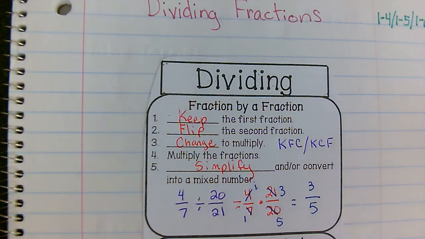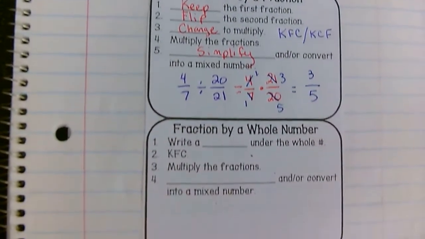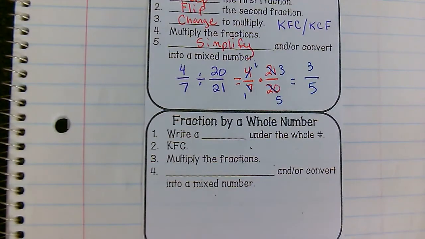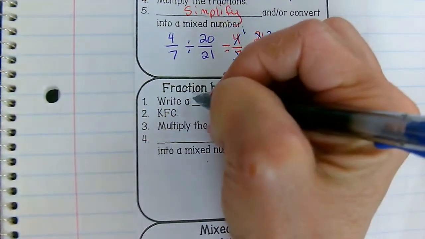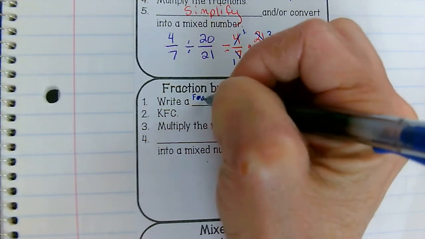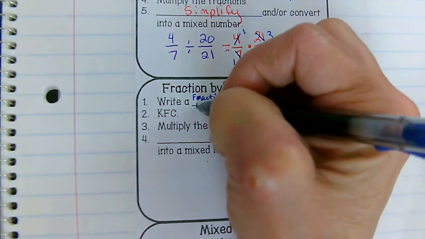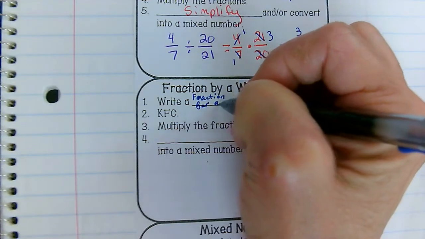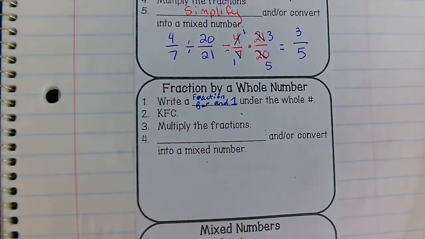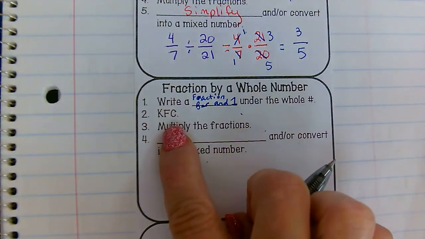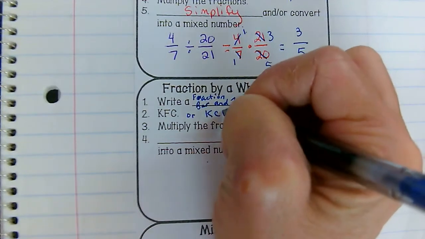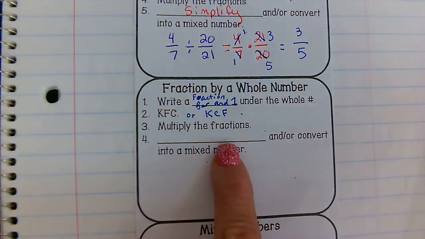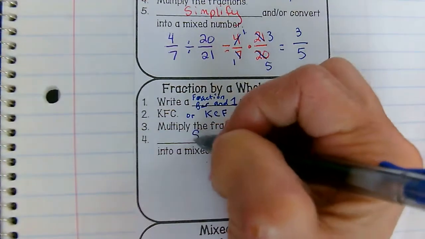Let's move on to the next one, fraction by a whole number. So slide this up. Here's our next box we're going to work on. And let's fill in the information in the blanks. First, write, and I like to fill in a little more specific here, fraction bar, and the number 1 under the whole number. And then it says KFC. And if you would prefer, we could also say keep, change, flip, or KCF. Sorry. Multiply the fractions and then simplify and convert into a mixed number.